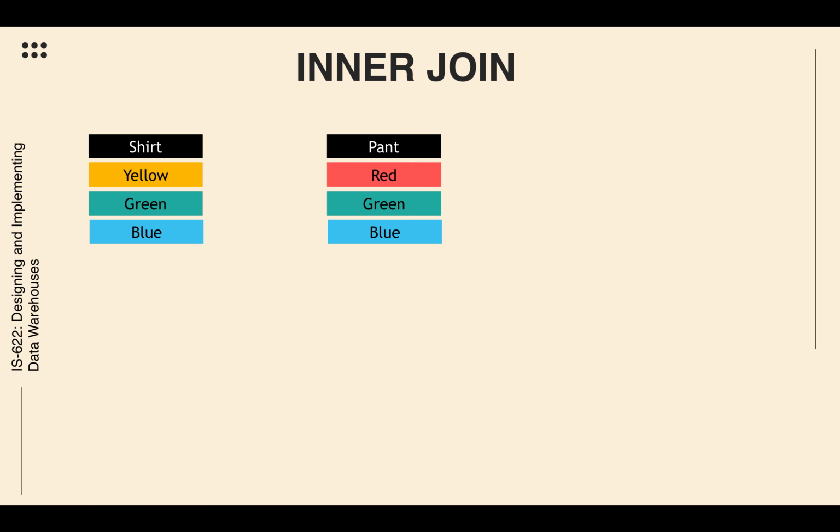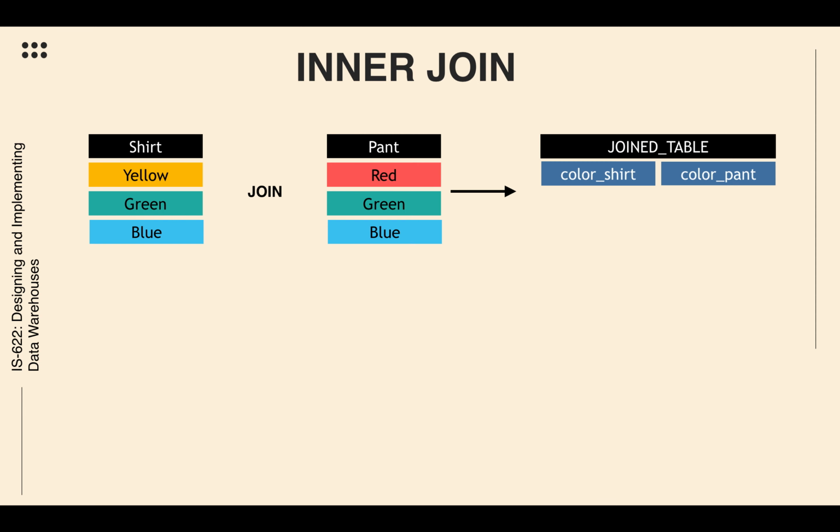My task is, when I join them, I want to make sure that if a color is available in both of them, then I would like to join them. Now, whenever we say inner join, it means that first it looks at the first table and sees if there is a matching record in the other table. And if there is a matching record, then it will extract that record into the resultant table. So suppose my join table has colored shirts and colored pants together.